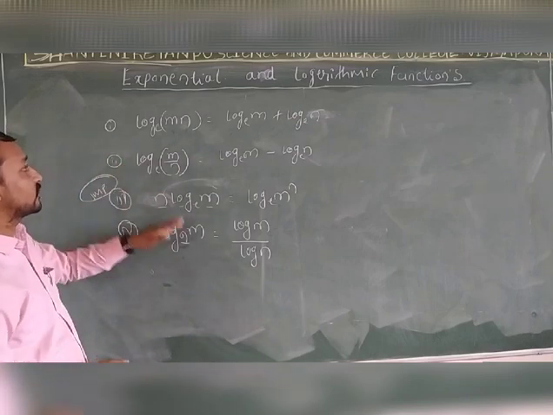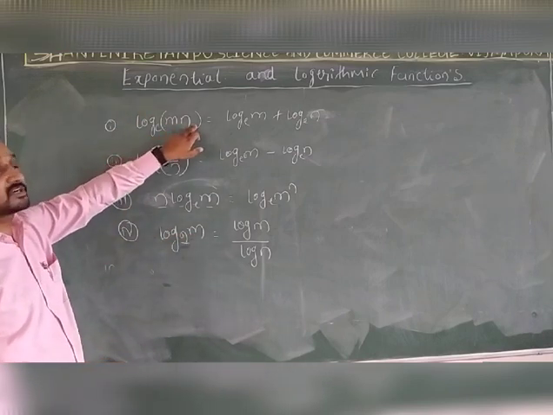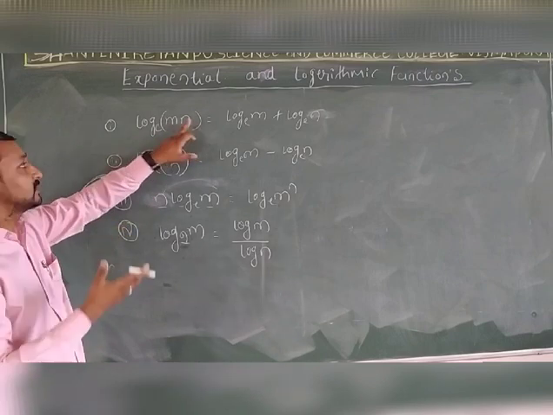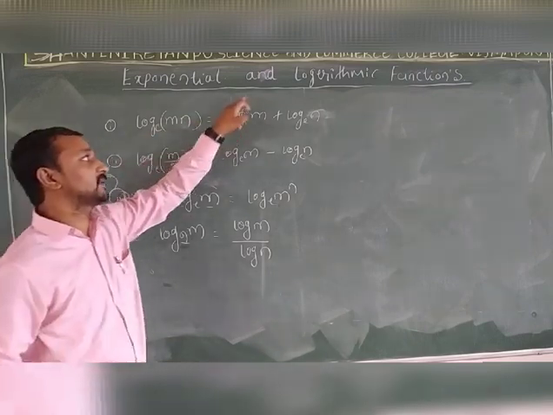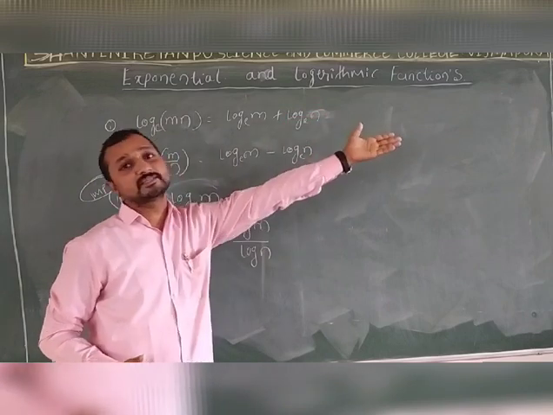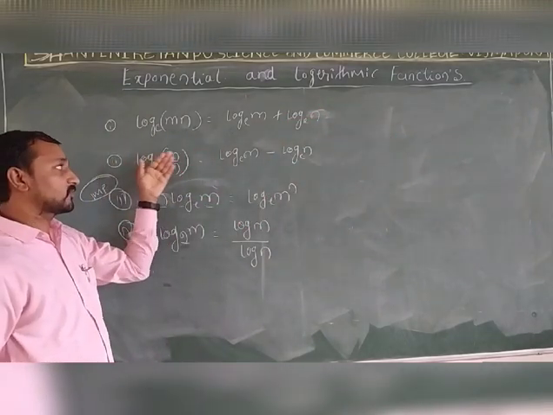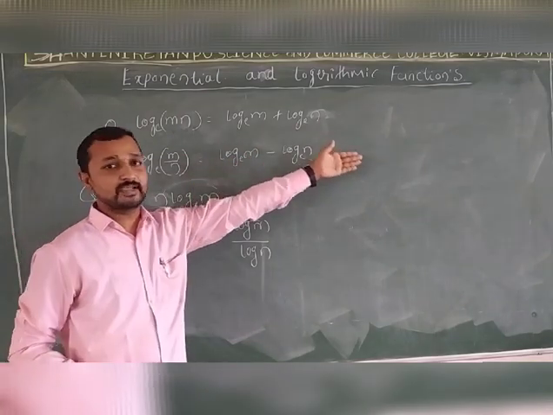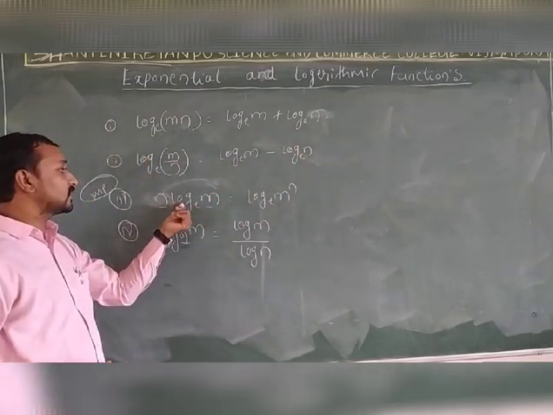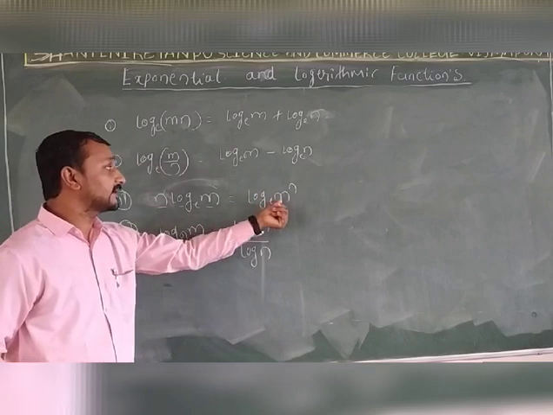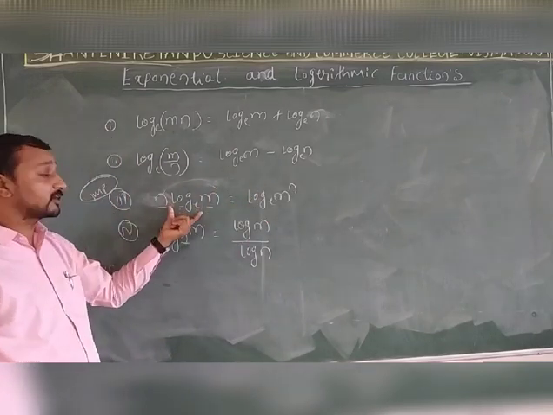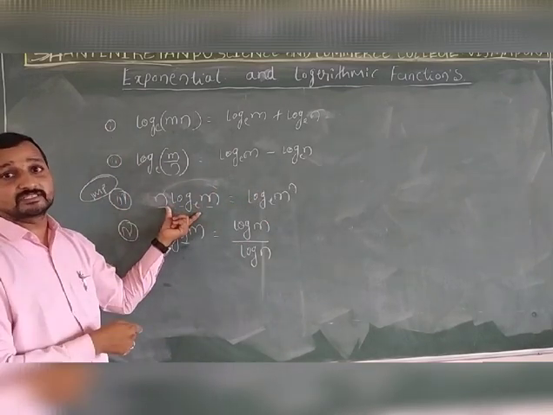Students, this is very important. Suppose more than two functions are there, not a problem: log m plus log n plus log p, and so on. The division rule also extends to more than two functions: log m minus log n minus log p, and so on. So n log m can be written as log of m raised to n. This is a very important property while solving examples.